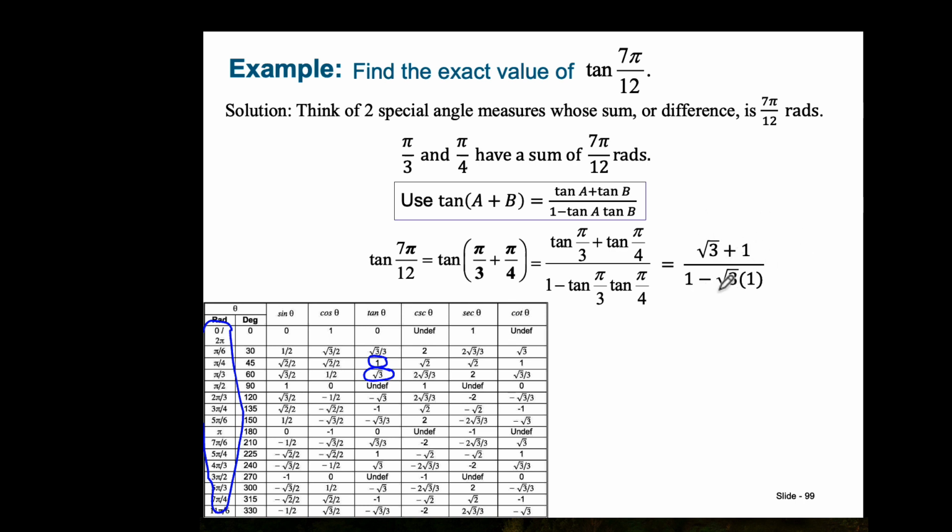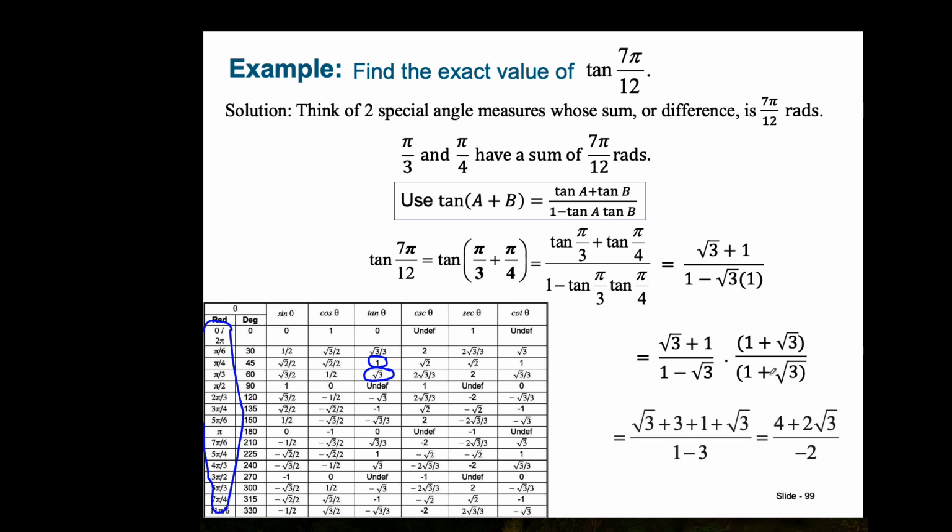And one strategy, as we've worked with this before, one way to simplify this would be to take the conjugate of the denominator and multiply top and bottom by it. So the conjugate of the denominator is 1 plus radical 3. Make sure to multiply that top and bottom so that we don't change our value. So it's going to take some distributing.